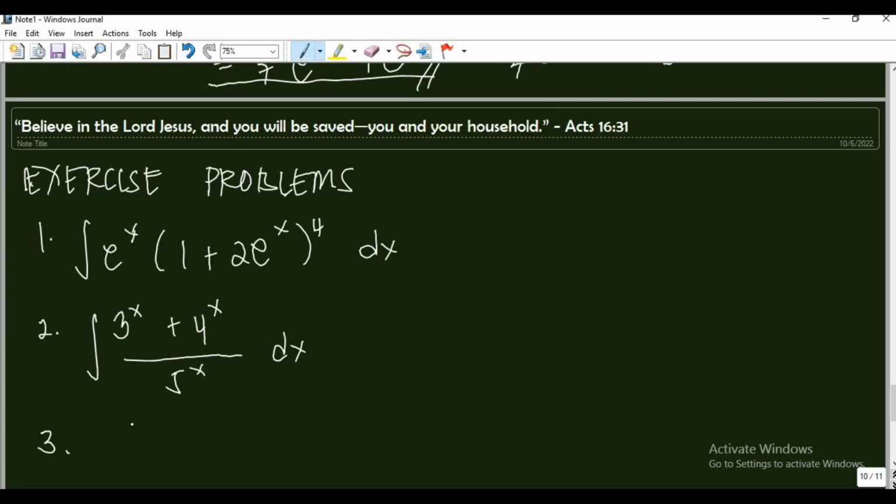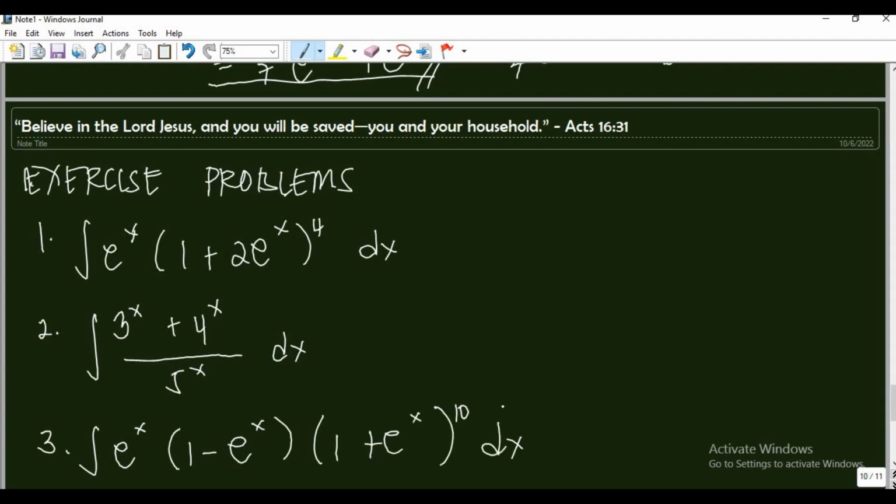Lastly, try this problem, number 3. That is the integral of e raised to x, 1 minus e raised to x, times 1 plus e raised to x times 10 dx. Try to solve these problems and compare your answers with my answers. Ang answer ko sa may number 1 is 1 over 10 of 1 plus 2 raised to e^x raised to 5 plus c. Again, these are my answers. Try to compare your answers with mine.